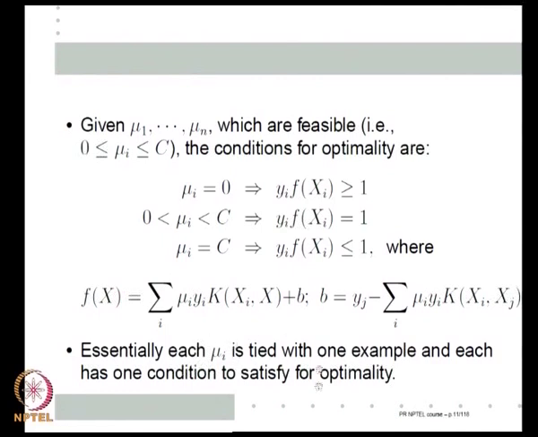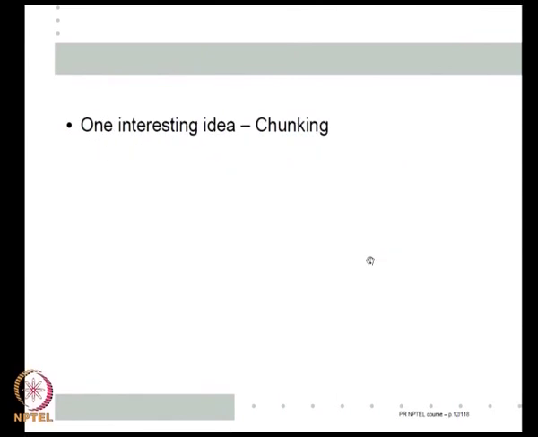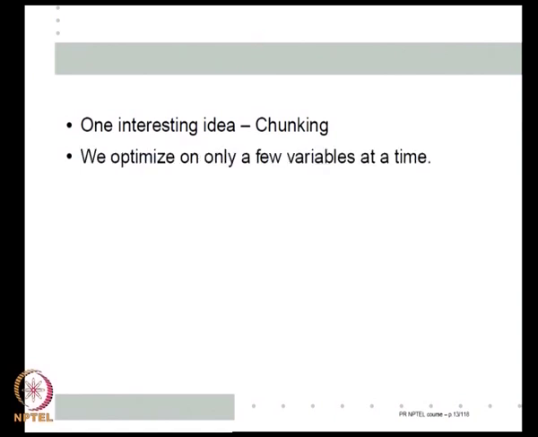So, given this kind of a structure, there are many interesting tricks you can do in optimization, and one standard such trick is what is called chunking. Chunking is a very generic idea in optimization, where even though you have an optimization problem with large variables, we will optimize only on a few variables at a time.